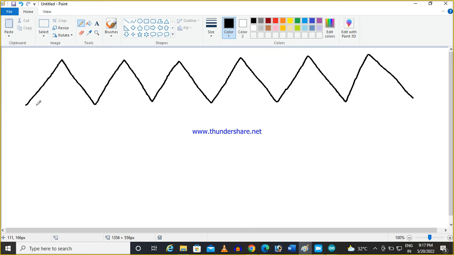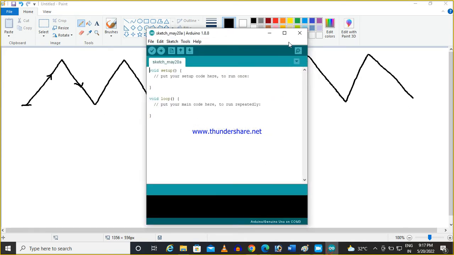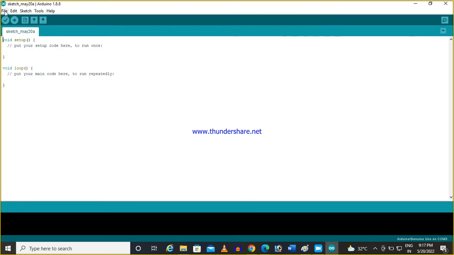While it goes from the initial value to the maximum, this is called up counting, and this is called down counting. So this is basically the timer. Now I am going directly to the code so that you can understand.